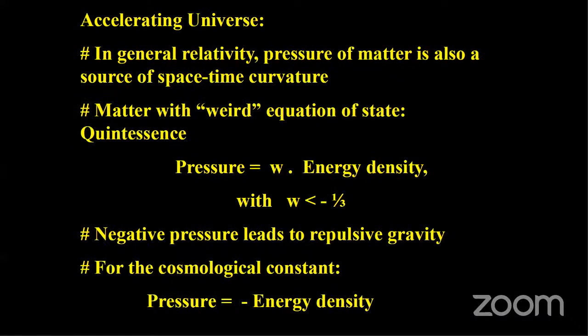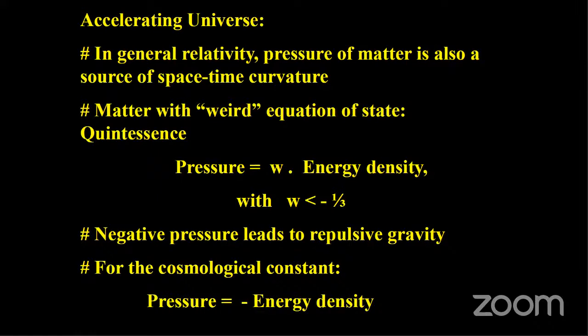Now, from general relativity itself, one can show that in principle, one can have a universe for which the scale factor not only increases with time, but the rate at which the scale factor is increasing also increases with time. That means there's some kind of repulsive gravity. And general relativity allows it because in general relativity, pressure also causes gravitation.